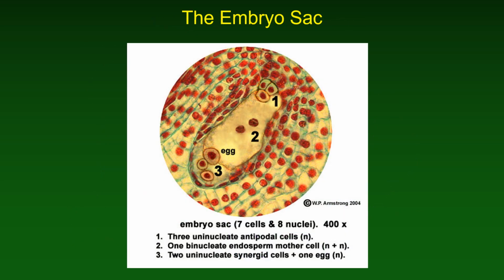And here's an actual microscopic image of what we're left with. You can see that we have 6 haploid cells, and one of them is the egg cell. That's the really important one. And then we have that big central cell that has 2 haploid nuclei. So we could say that it's got an N plus N condition.